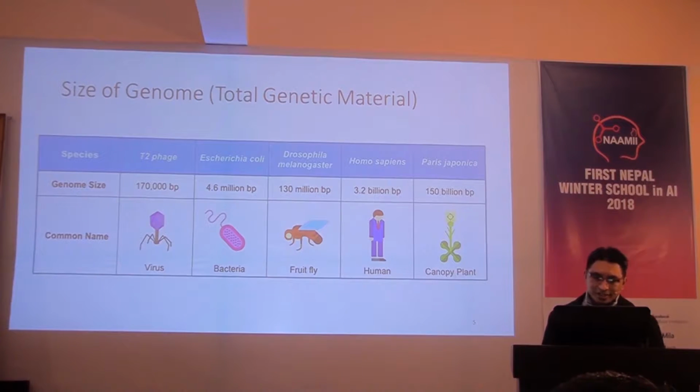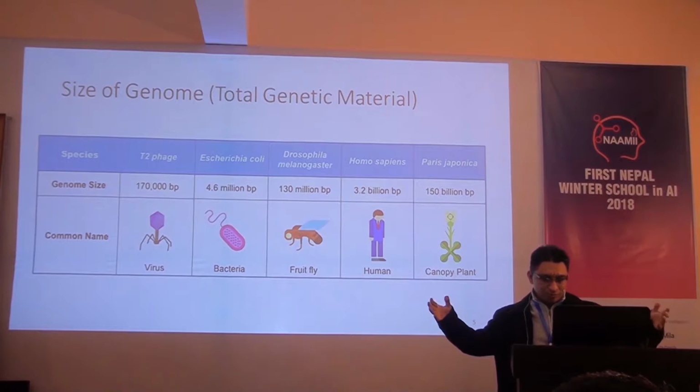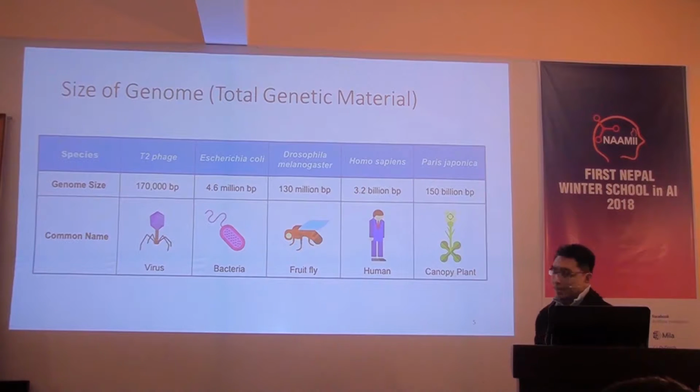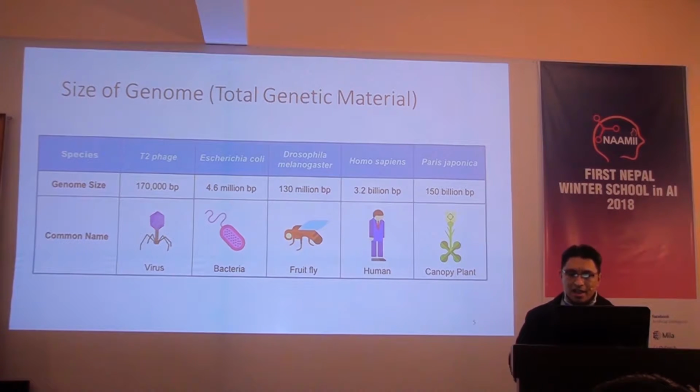In viruses, the total genetic material, which we call a genome, is about 170,000 base pairs. So there are about 170,000 base pairs of these combinations of A's, T's, C's, and G's. Similarly, in bacteria, it's about 4.6 million base pairs. Fruit fly has 130 million base pairs of DNA, like genetic material, and it is even higher in plants.